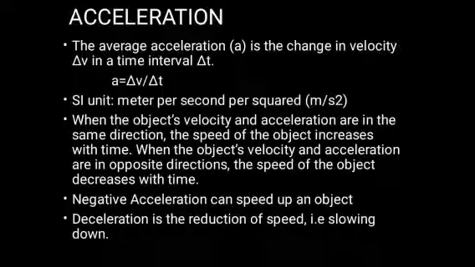with time. When the object's velocity and acceleration are in the opposite direction, which means if the object's velocity is in the positive direction and the acceleration of the object is in the negative direction, the speed of the object will decrease with time. So, negative acceleration can speed up an object.